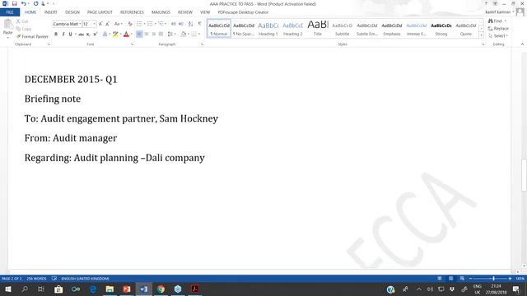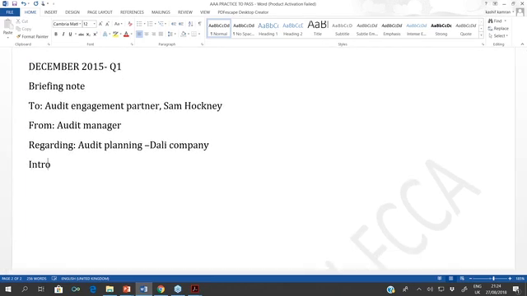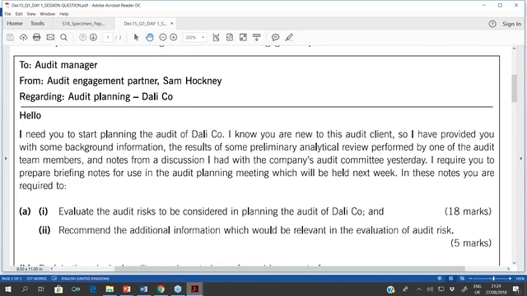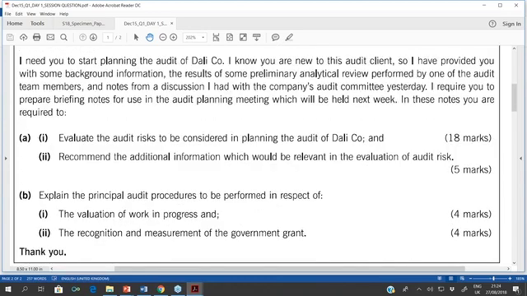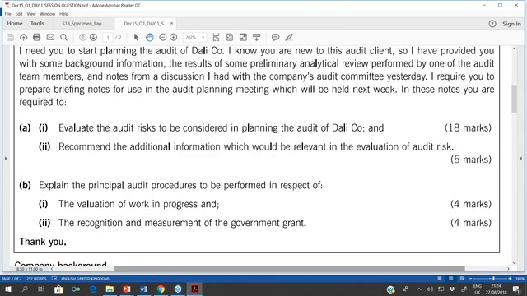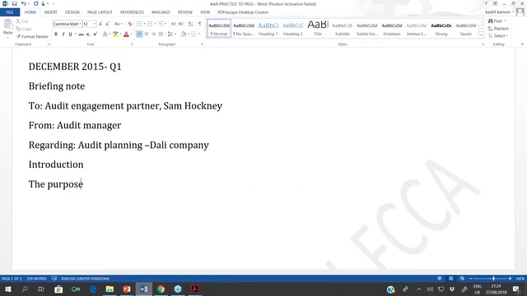Then, because you're writing a briefing note, you will write the introduction. Now, introduction is basically the objective of writing the briefing note. Now, we had three objectives, right? One objective was to evaluate the risk. Second was to recommend the additional information. And third was to recommend procedures on the government grant and the work in progress. So, introduction is the purpose of writing this briefing note.